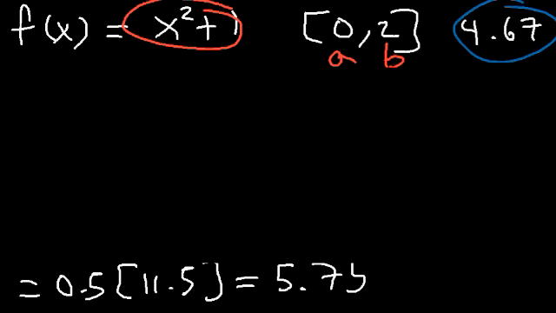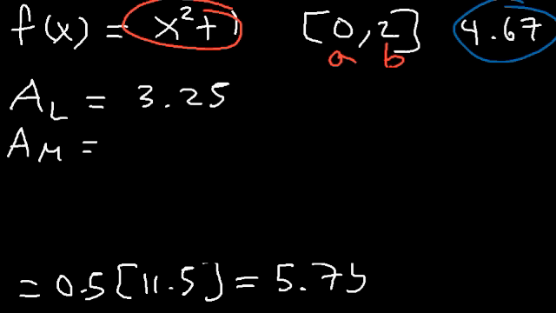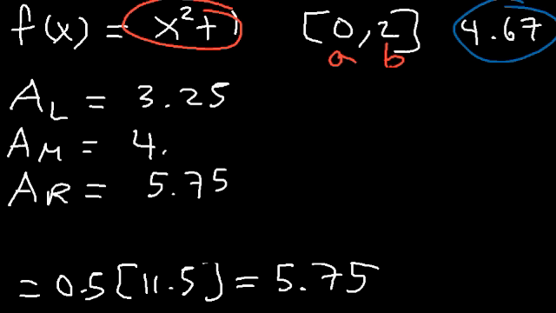So let's write the answers that we have. So the area using the left endpoint was 3.75. The area using the midpoint, I forgot what that was. And for the right endpoint, it's 5.75. I believe this was 4.625. But let me double check.